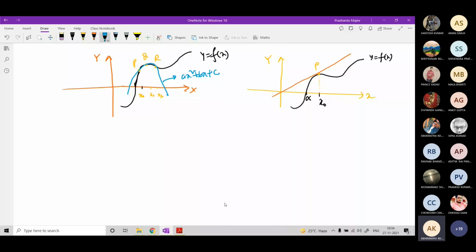Now, if I say this parabola represents the actual curve y equals f of x near the root, is that a good match compared to the tangent in the NR method? Not everywhere, but in the neighborhood of the root, is that a good match?